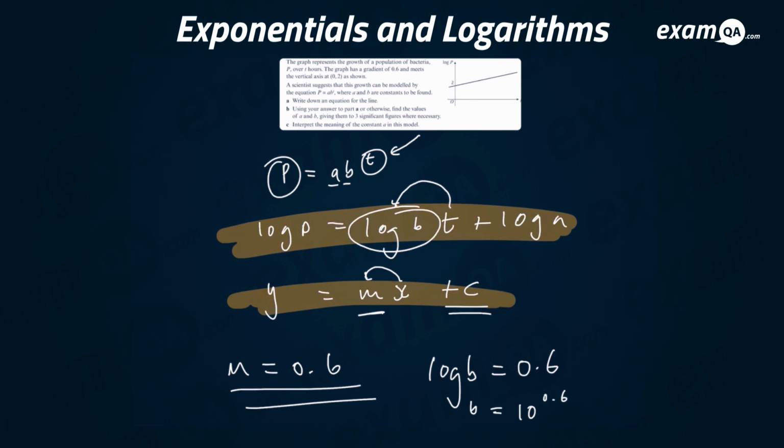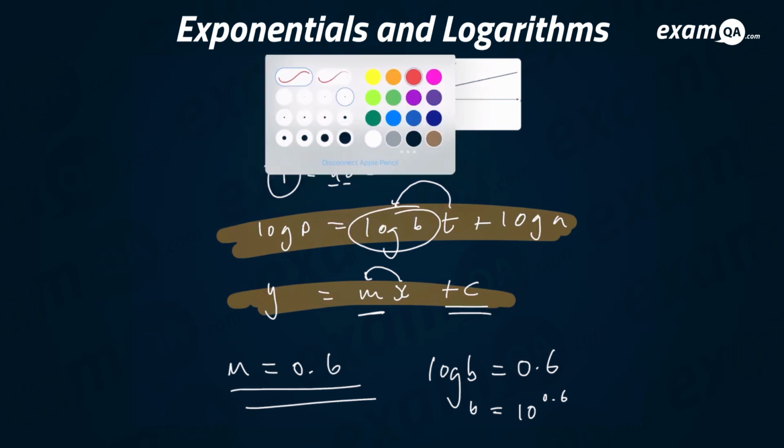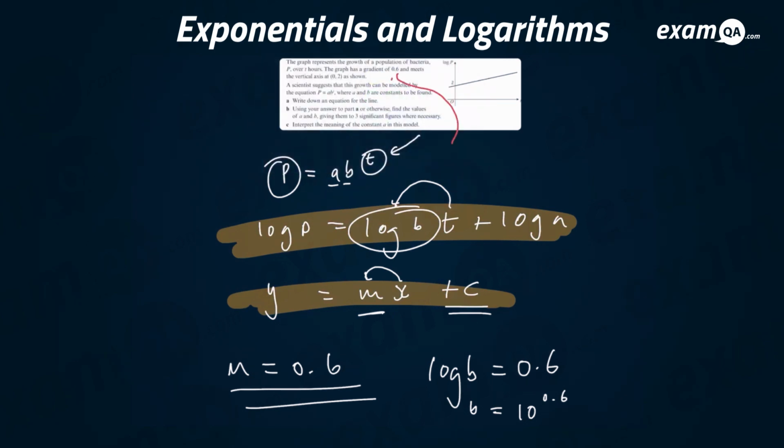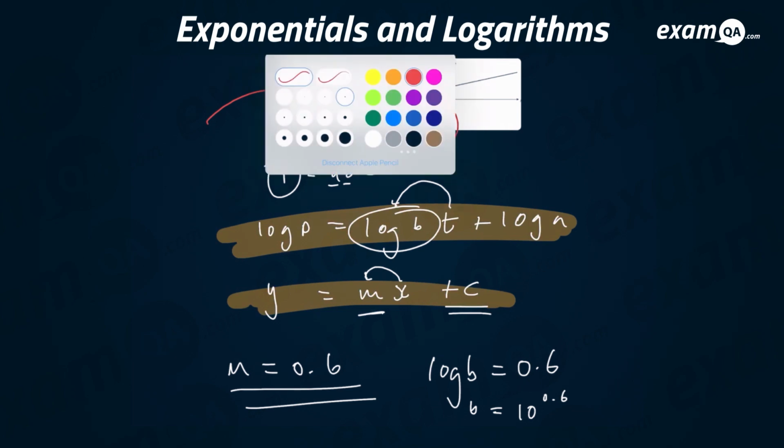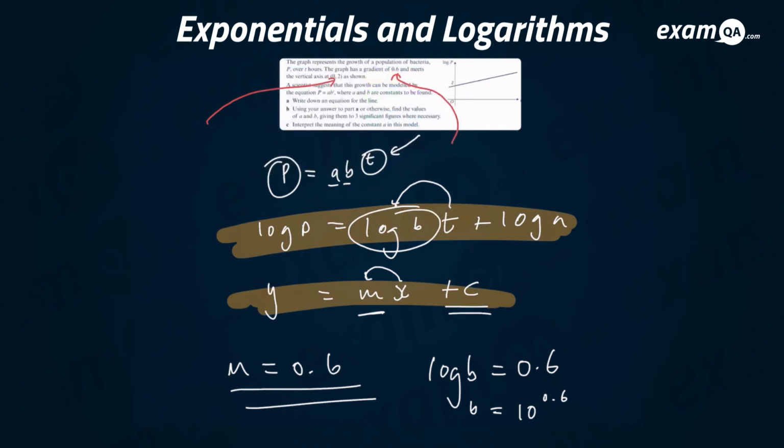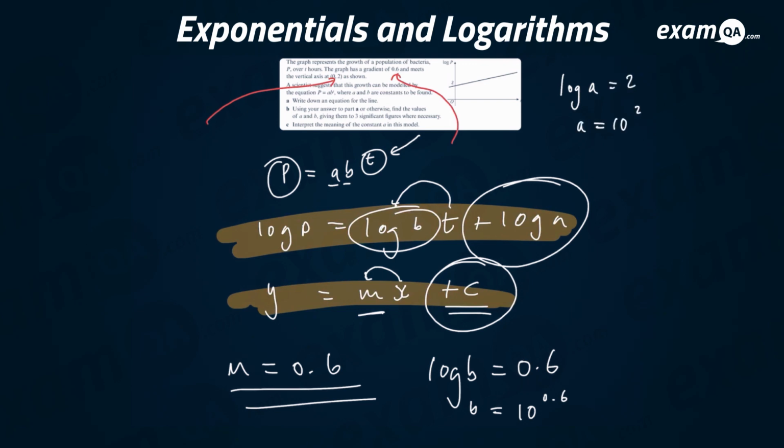If you're wondering how I knew the gradient was 0.6, that's where the question said it, and it also said it meets the vertical axis at (0, 2). What do you think that is? That is, of course, the y-intercept. And what did we say the y-intercept is? We said it's log a. So log a equals 2. Take tens on both sides: a equals 10 to the power of 2. Sorted. We have a and we have b.